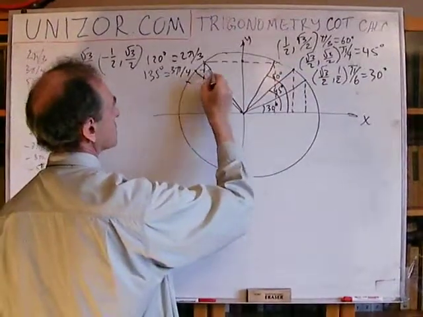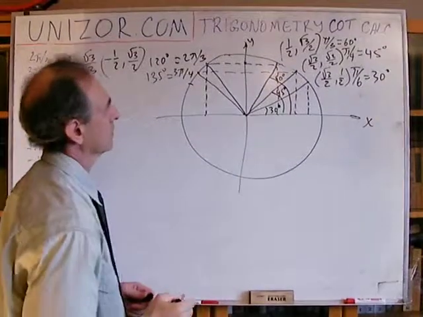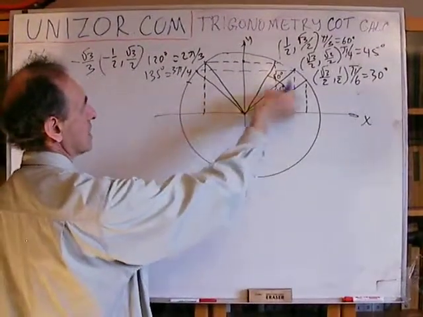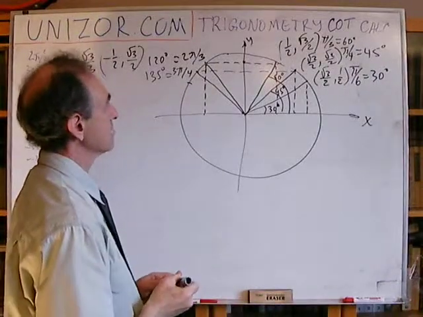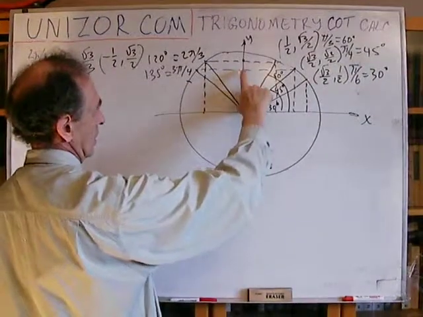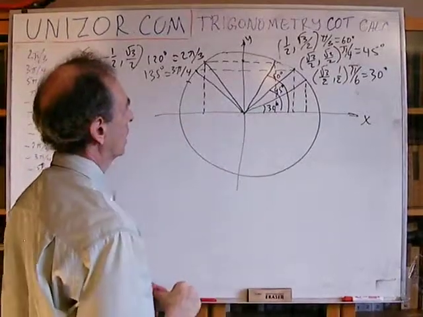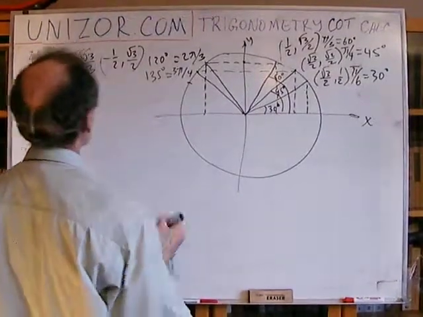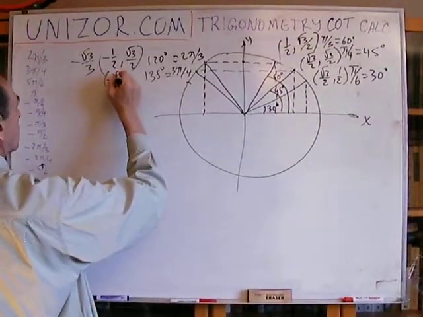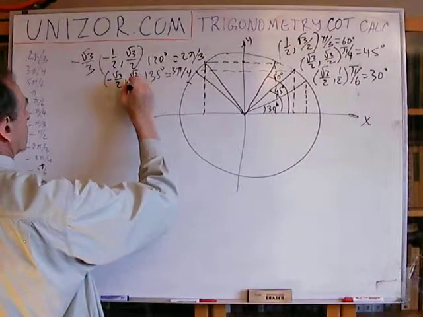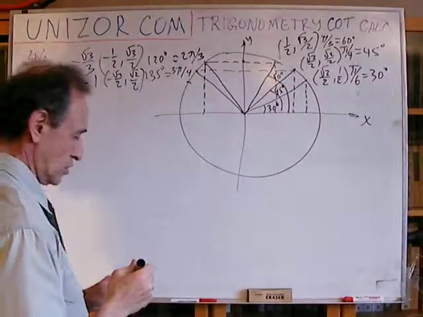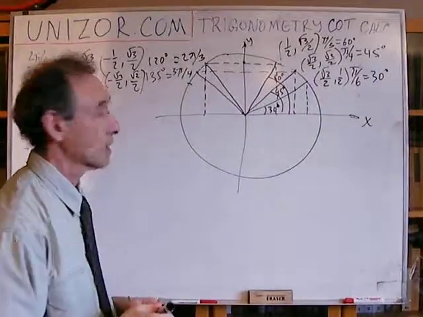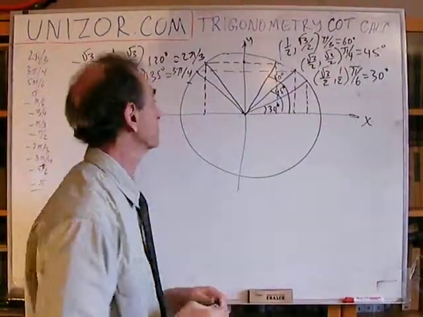So these points are symmetrical. The angles are symmetrical, therefore these points are symmetrical. And the symmetry gives me the same ordinate and opposite abscissa. So it's minus square root of 2/2 and square root of 2/2. And obviously the cotangent, which is abscissa over ordinate, gives me minus 1.